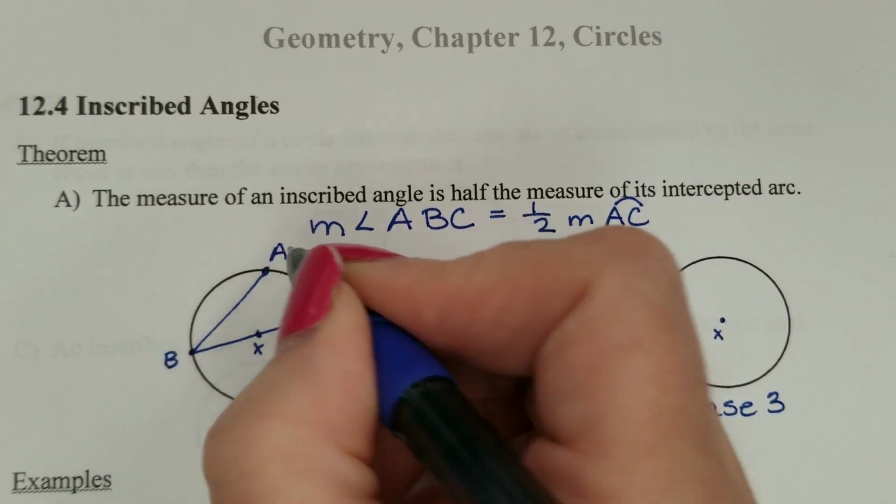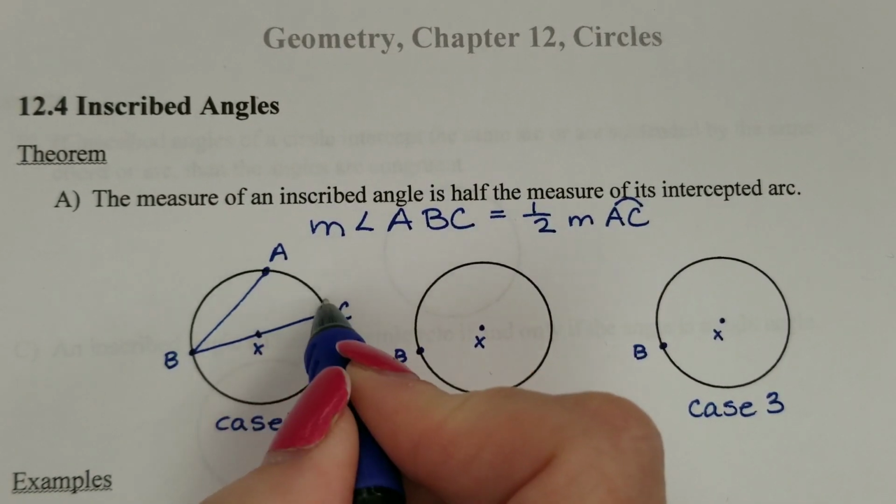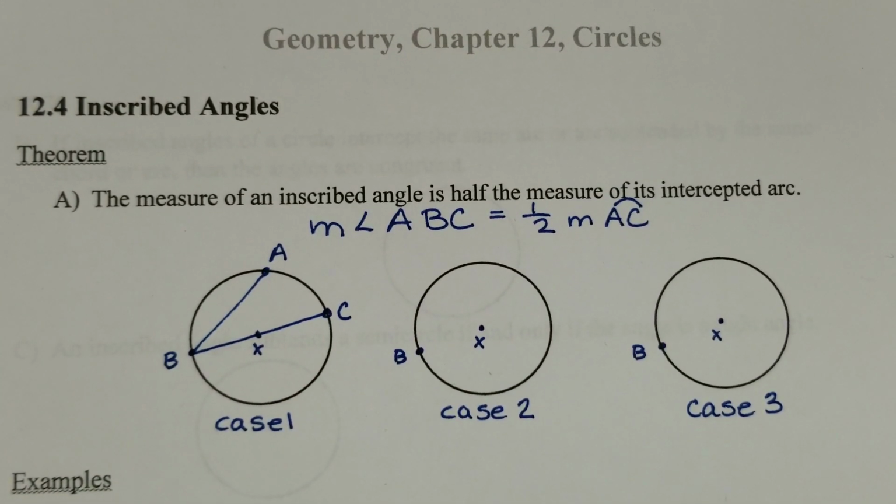So in case one, one of the sides of our angle ABC goes through the center. So BC is a diameter. But in this case, whatever AC is, half of that is this angle ABC.